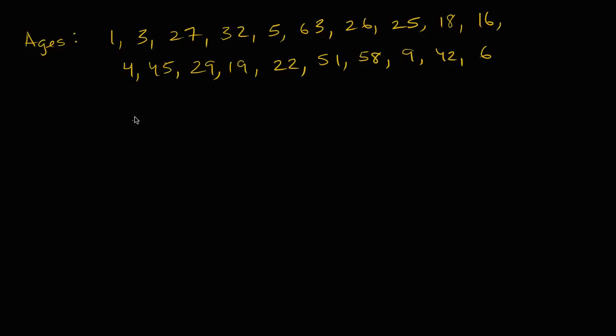So let's say you were to go to a restaurant, and just out of curiosity, you want to see what the makeup of the ages at the restaurant are. So you go around the restaurant and you write down everyone's age. And so these are the ages of everyone in the restaurant at that moment.